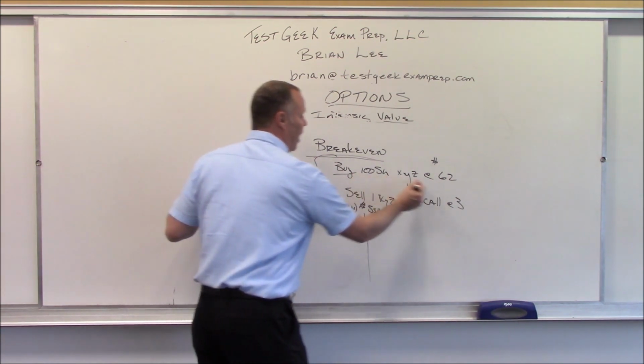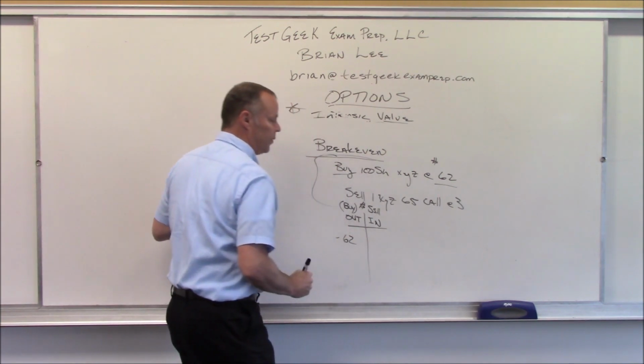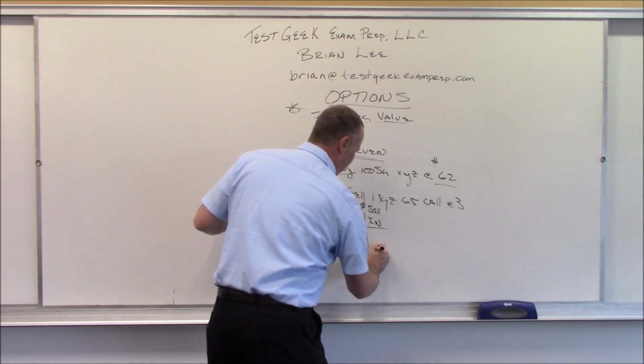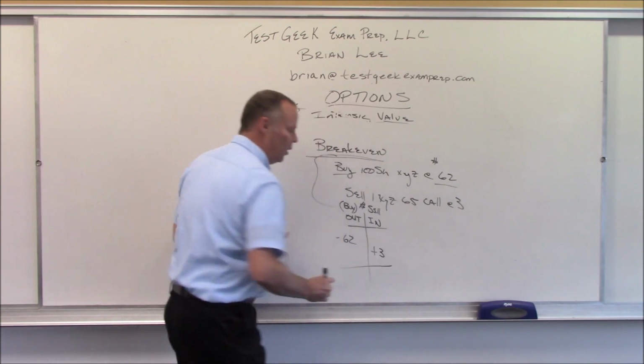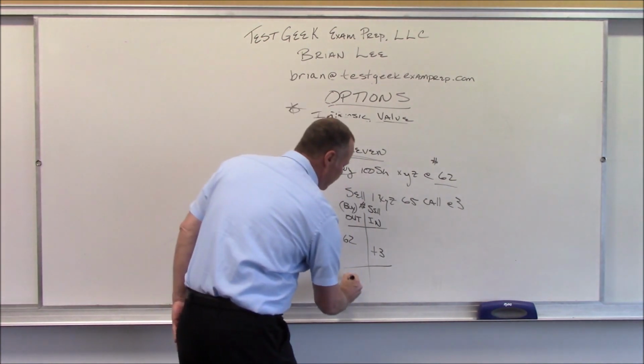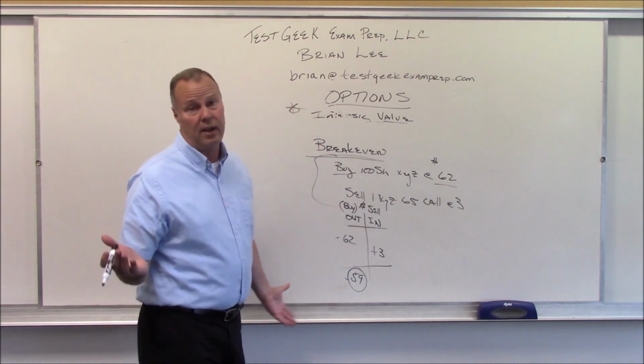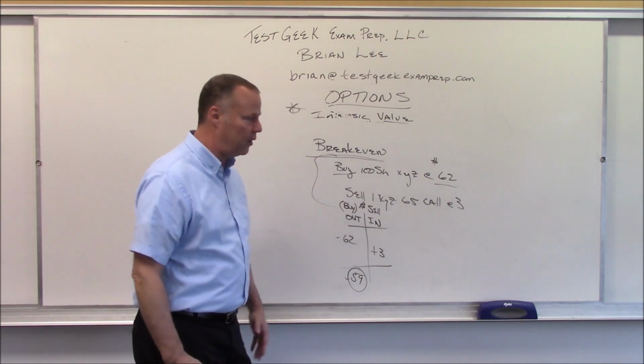We buy the stock for $62 per share. We then sell the call for $3. What is the net of those two transactions? Well, we're out $59 per share. That's our break-even. That's all you have to do.